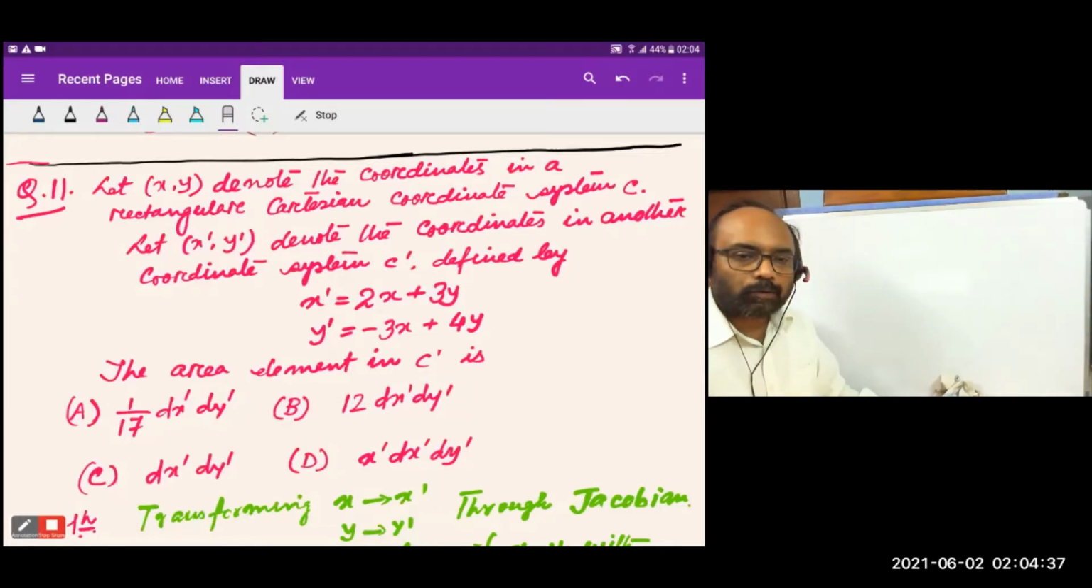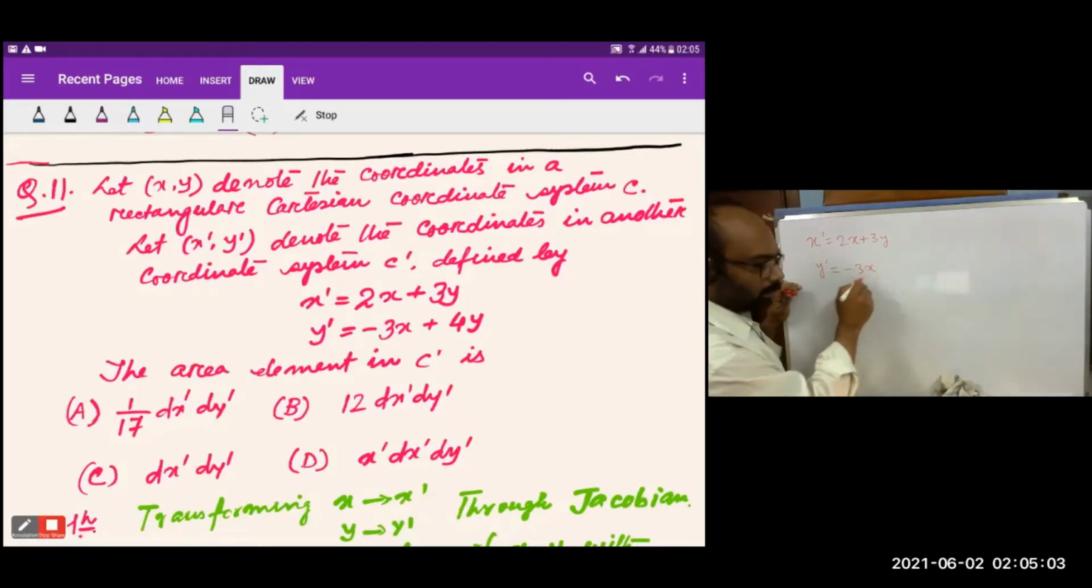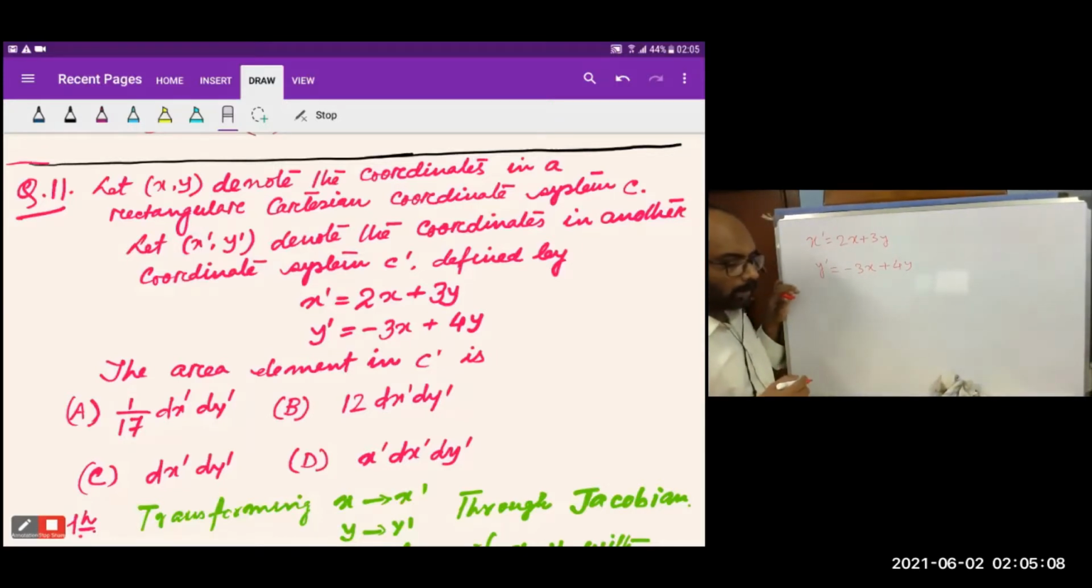Let x dash y dash denote the coordinates in another coordinate system C dash defined by x dash equals 2x plus 3y and y dash is defined as minus 3x plus 4y. The area element in C dash is, we are given 4 options and which one is correct.